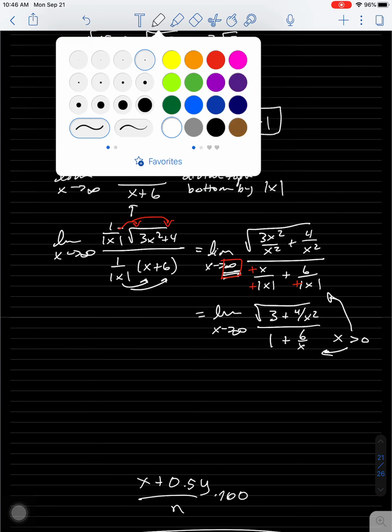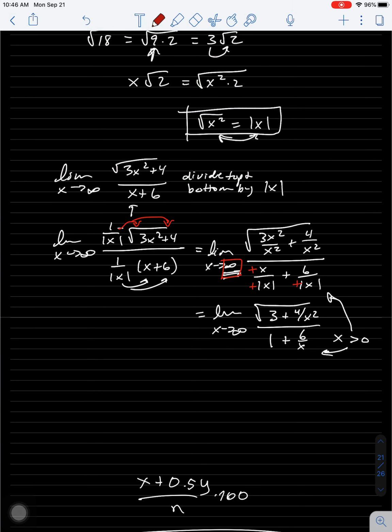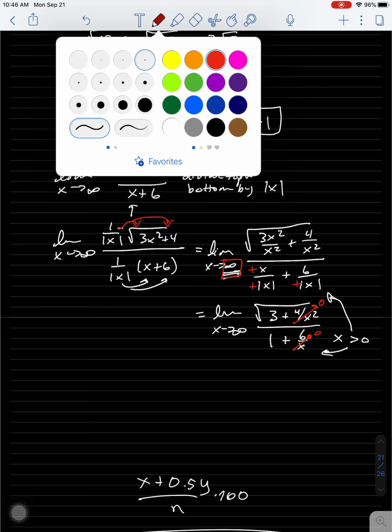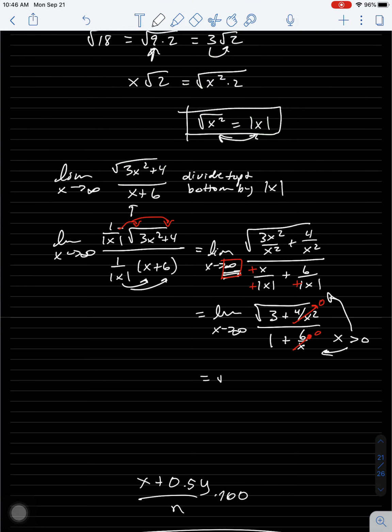And then now I'm going to plug in a really big number. That's going to go to 0, and this is going to go to 0, and I'm left with the square root of 3 over 1, which is the square root of 3. So that's your limit there.